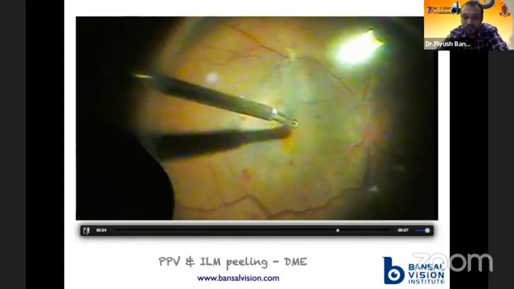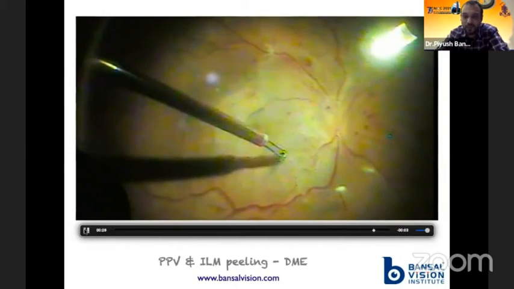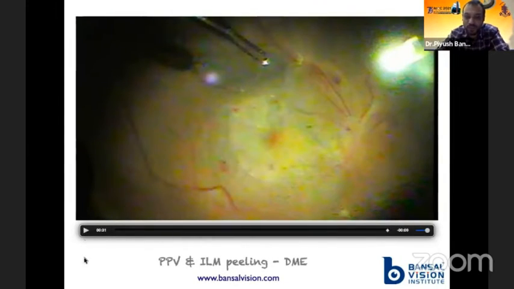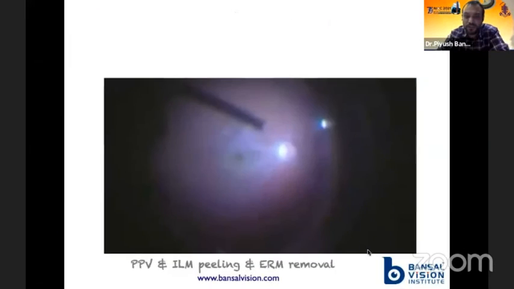So now you can see that the ILM peeling over here is not as clear as when you're going through a patient who has already had surgery done previously and the inflammation has settled down. There's no corneal edema. So this is a definite challenge in these sort of situations.